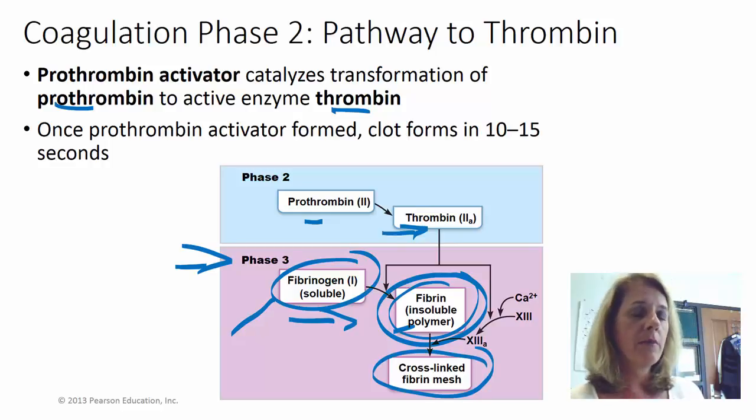So you've got to make prothrombin activator in one of two ways, the intrinsic or extrinsic pathways. So you get the factor X, which then joins with calcium. You get the prothrombin activator.